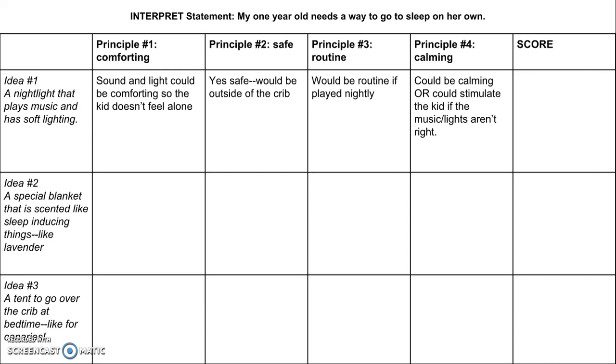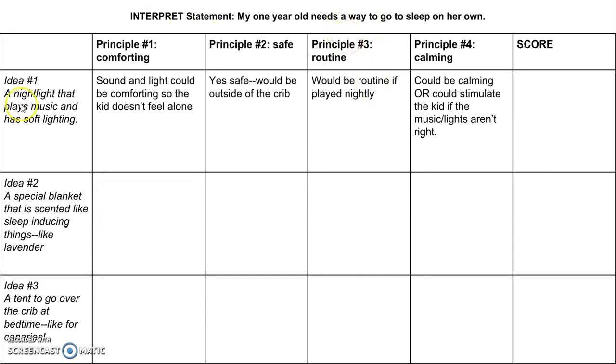For example, my oldest child, she's 6 now, her bedroom kind of looks like my classroom with Christmas lights everywhere because she needs light to sleep. It helps her feel calm. Whereas my 4-year-old son, he likes pitch blackness, and the poor children have to share a room. He likes complete sensory deprivation when he sleeps. So that would be one of the things that would depend on the kid. If the music and the lights aren't right for that kid, it could stimulate them rather than calm them down.